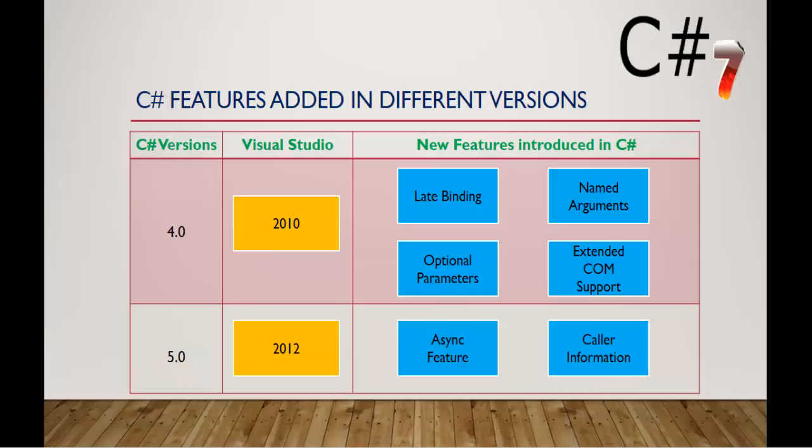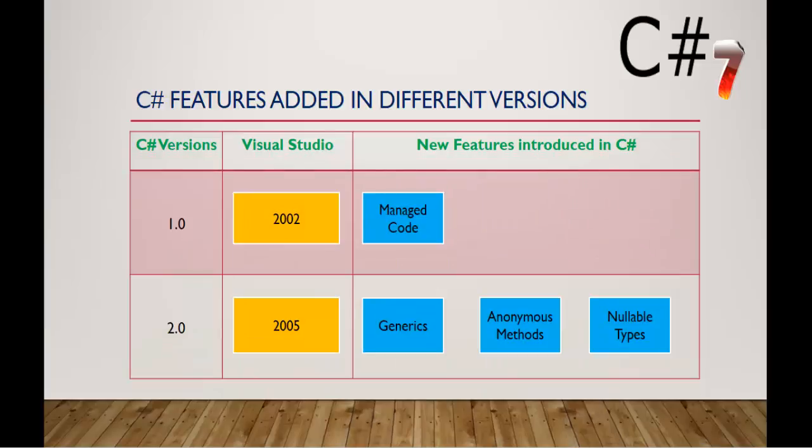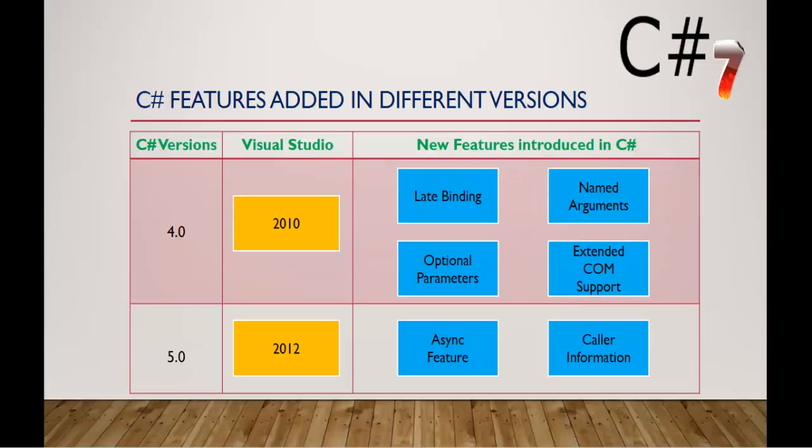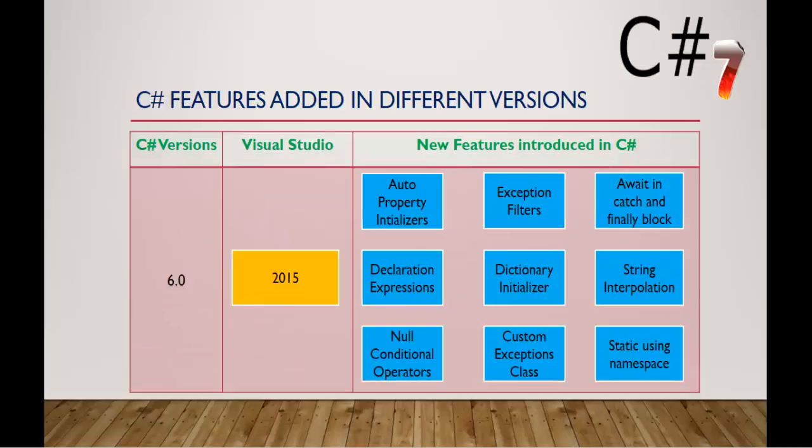C Sharp version 5 was released with Visual Studio 2012. The features were async and caller information. These were the two important features present in C Sharp version 5. You can observe very clearly that the features were increasing in C Sharp version 2, and in version 3 we had a very good bunch of features. But in C Sharp 5 we had very few features, and again Microsoft came up with a good bunch of features in C Sharp version 6.